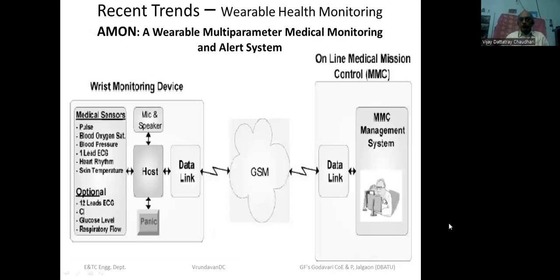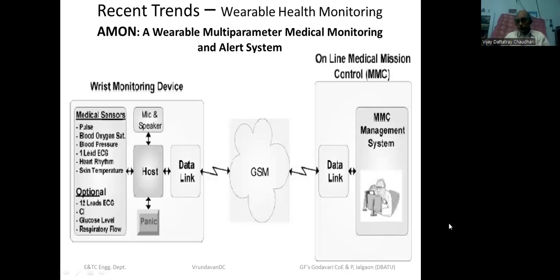Let us see some trends. For example, wearable health monitoring, AMON, a wearable health, multi-parameter medical monitoring and alert system. It has two parts: online medical mission control (MMC), wrist monitoring device. Wrist monitoring device looks like this, AMON. It has various medical sensors: pulse, blood oxygen saturation, blood pressure, one-lead ECG, heart rhythm, skin temperature, etc. Some are optional. For example, glucose level, respiratory flow, like this.